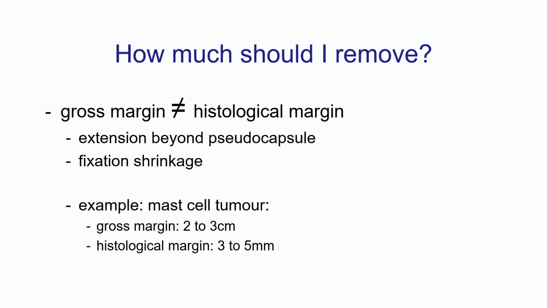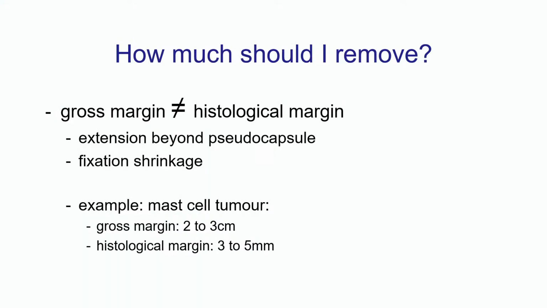And then the other big question is, how much tissue should we remove? I always think people get very upset when they spend hours taking 2 to 3 centimeters around a mast cell tumor, and then they get a histopathology report which says you've got 5 millimeters for all of your effort. But there is a big difference between what we see as a gross margin and what we'll achieve as a histological margin. Part of that is because of the microscopic extension of the tumor that we'll see into the surrounding tissues, and part of that is through things like shrinkage artifact, which occurs when we fix tissues.